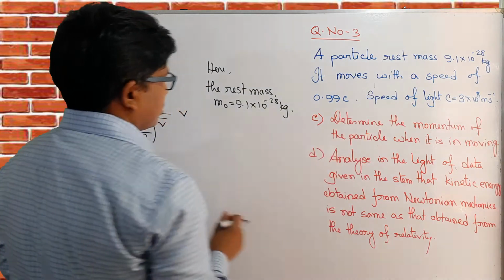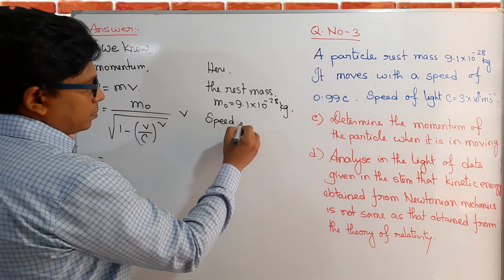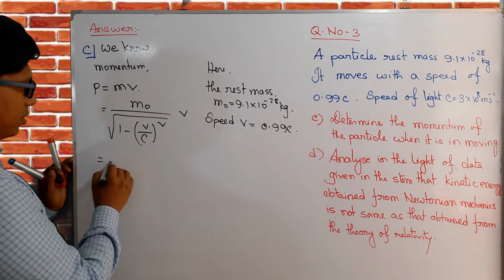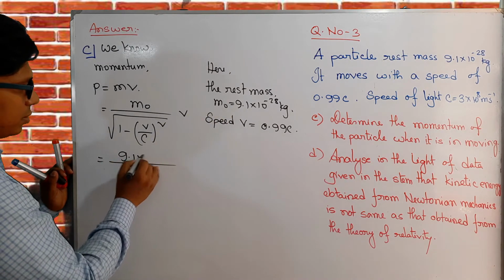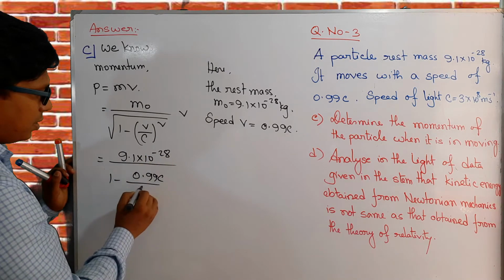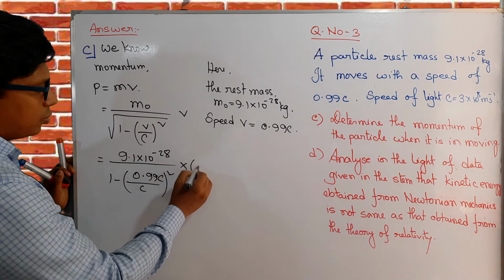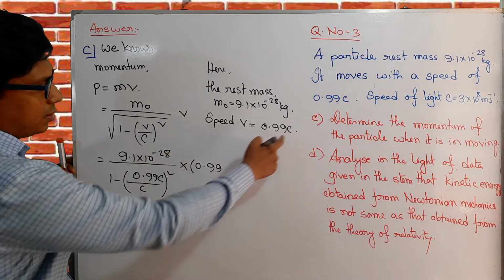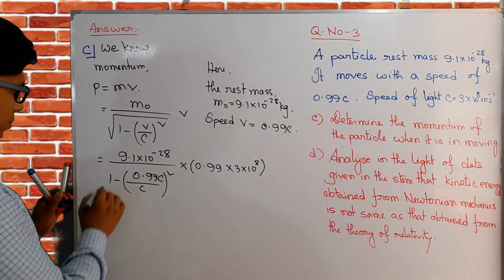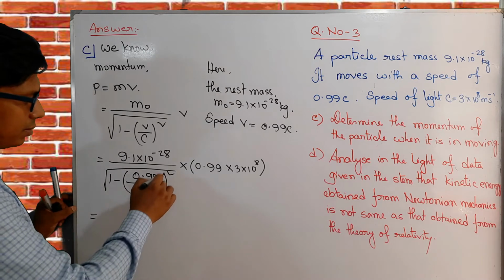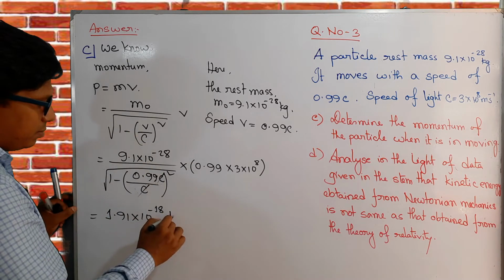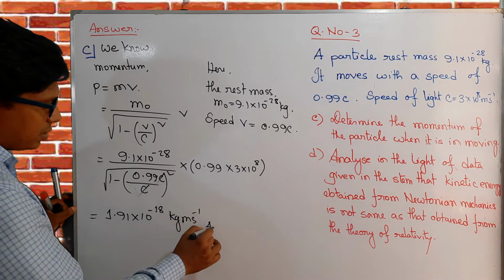And the speed of the object also, v equals 0.99 c. So put the values and find the required result. 9.1 into 10 to the power minus 28, over root of 1 minus 0.99 c and c into 0.99 whole square. The value of c is 3 into 10 to the power 8. After calculating the data, the result is 1.91 into 10 to the power minus 18, the momentum in kg meter per second. This is the answer for C.